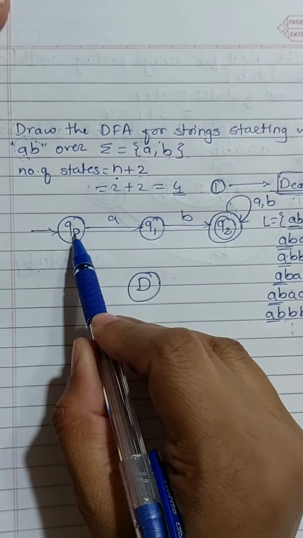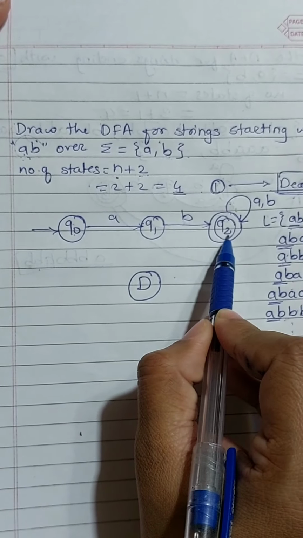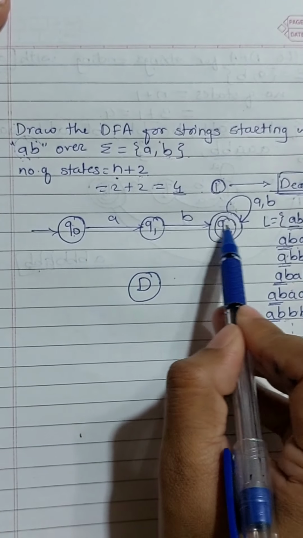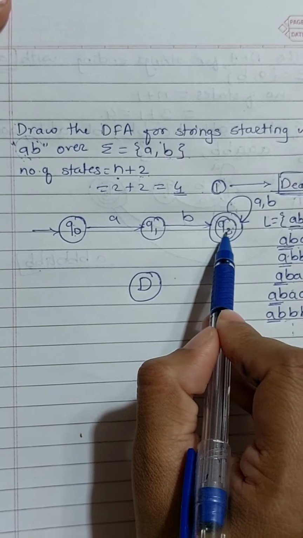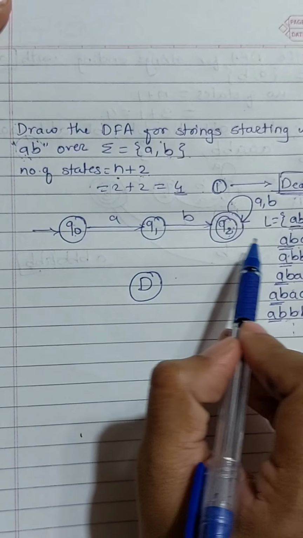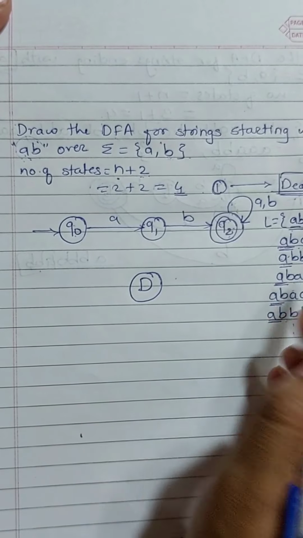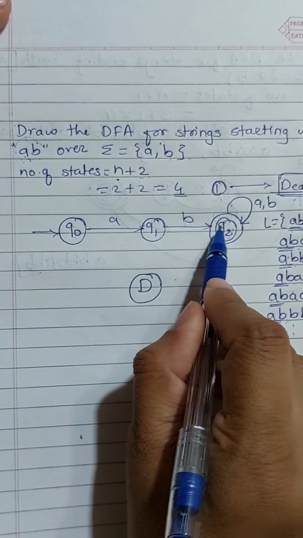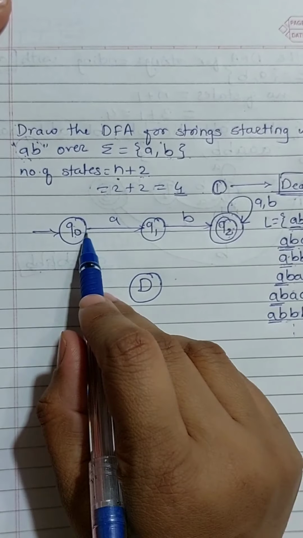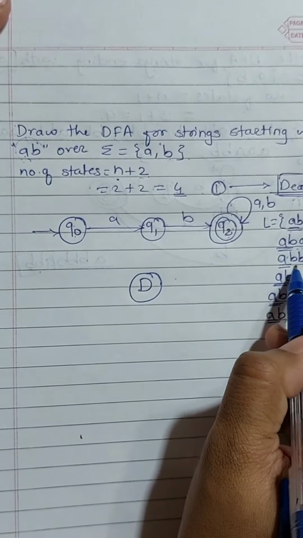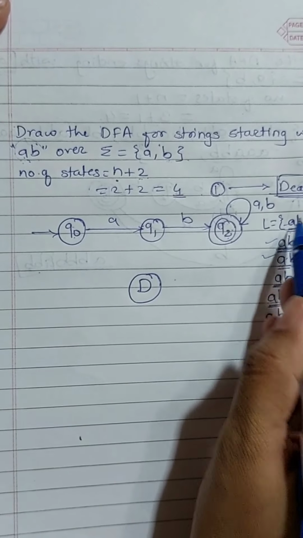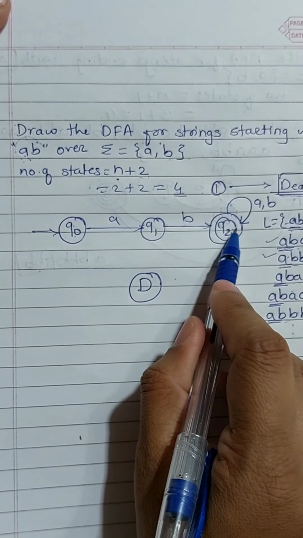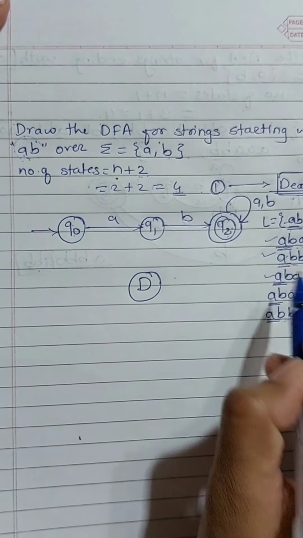Now check whether these strings are acceptable or not. A, B: starting from the initial state we reach the final state, so AB is acceptable. Now check the next one, A, B, A. It reaches the final state starting from the initial state, so ABA is also acceptable. Check the next one, ABB: A, B, B. We start from the initial state and reach the final state, so this one is also acceptable. Now the next one, ABAB: A, B, A, B. This one is also acceptable.